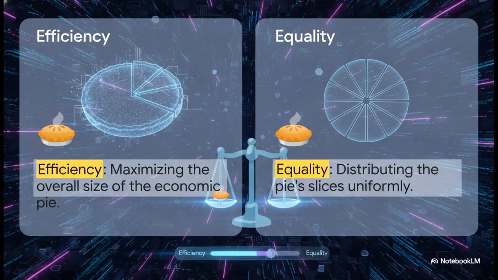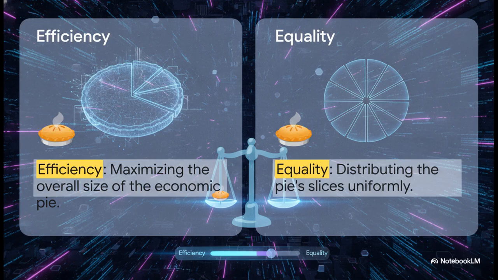But like any highly complex system, the market algorithm isn't perfectly flawless. We have to look at the glitches in the matrix. What happens when the system parameters conflict, or when the code just breaks down entirely? First up, there's an inherent trade-off between efficiency and equality. Efficiency is all about maximizing the total size of the economic pie. Equality, on the other hand, is about making sure everyone gets a uniform, fair slice.